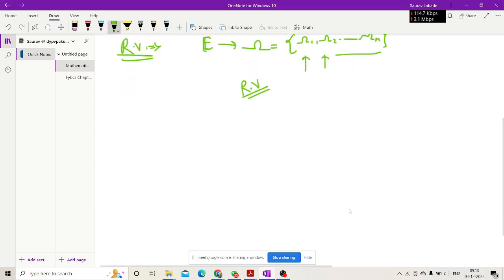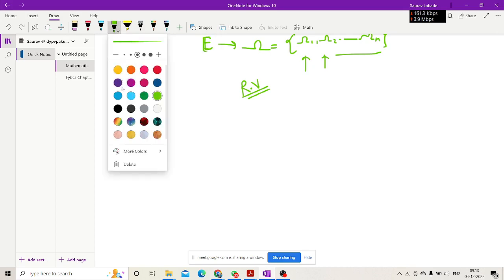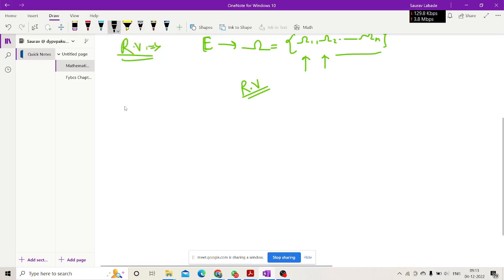Now after the random variable, we have seen some other terms. So that was the concept of the discrete random variable.